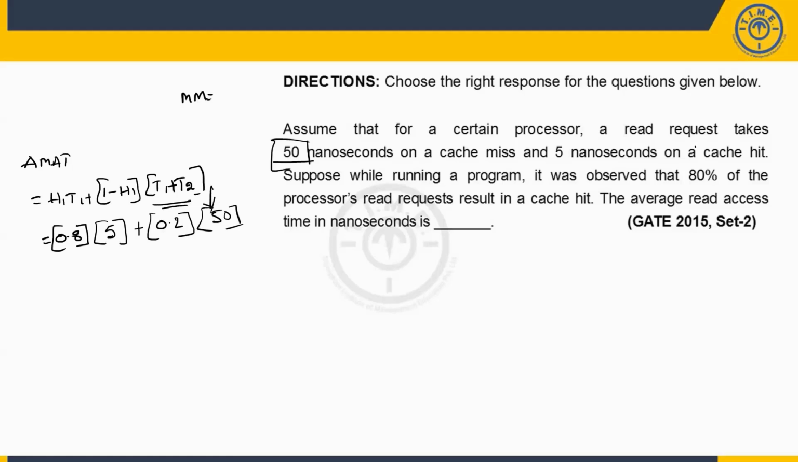Read this question. A read request takes 50 nanoseconds on a cache miss. That means the total 50 nanoseconds contains both T1 and T2. So that is 0.8 into 5 is equal to 4, plus 0.2 into 50 is equal to 10. This is equal to 14. Otherwise, what you will get is 11, right? 0.2 into 55 will be 11. So 14 is the correct answer.